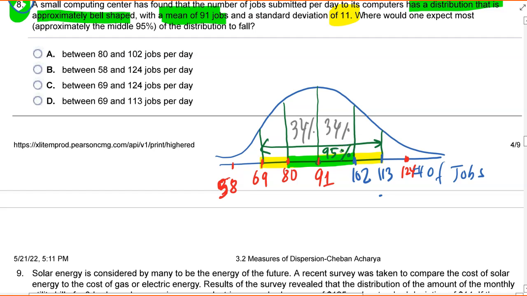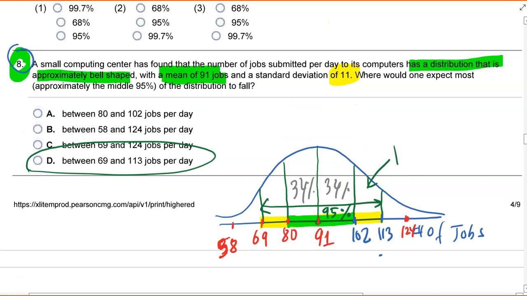Now the question asks, where would we expect approximately the middle 95% of the distribution to fall, and you see that between 69 and 113, approximately 95% of the distribution falls. Here, between 102 and 113, 13.5% falls here, and here also 13.5% falls.